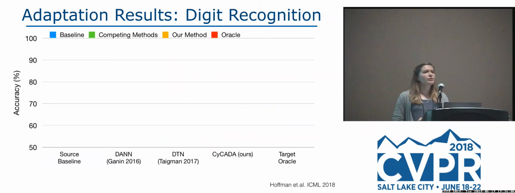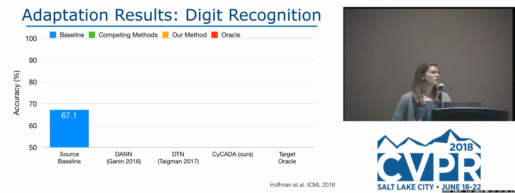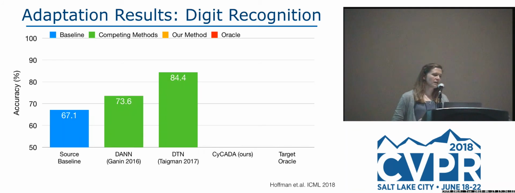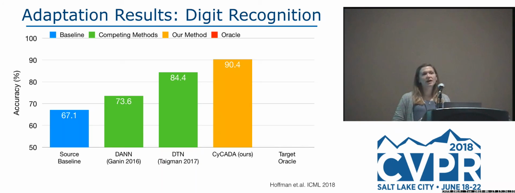And once you do that, you can look at your overall performance at recognizing MNIST digits. So if you just train with Google Street View and then you evaluate on MNIST, you get about 67% accuracy. If you use various forms of feature space or image space alignment on their own, you can improve significantly. And interestingly, if you combine them together, you get even stronger performance gains.